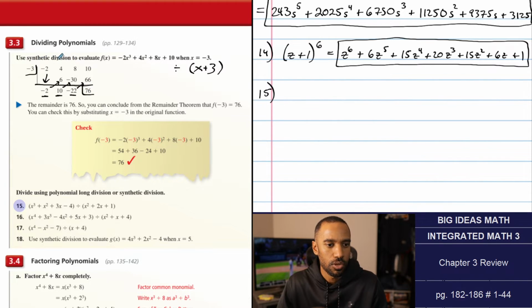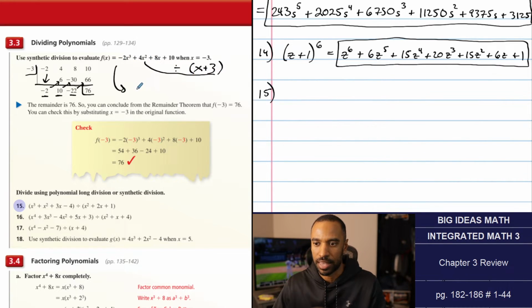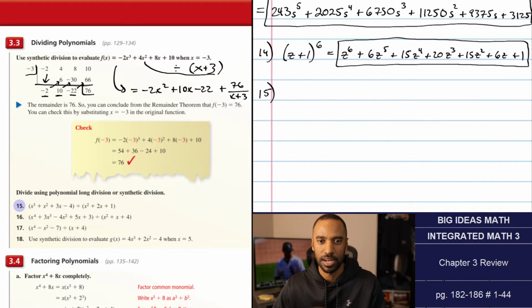Now, when they said use synthetic division to evaluate this, they didn't actually do it as division, and they didn't actually write that result because they're talking about something else. So let's first just talk about the result of this. That division divided by x plus 3, right? That equals negative 2x squared plus 10x minus 22. Now the remainder is 76. That actually means 76 over that x plus 3, the coveted x plus 3 that I had to introduce in the problem.